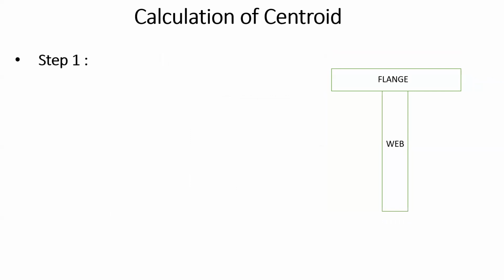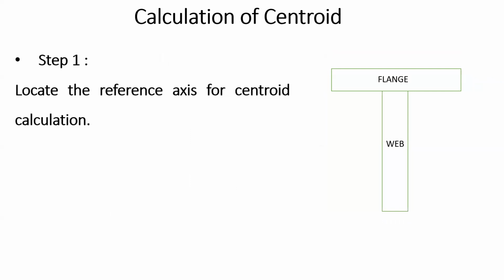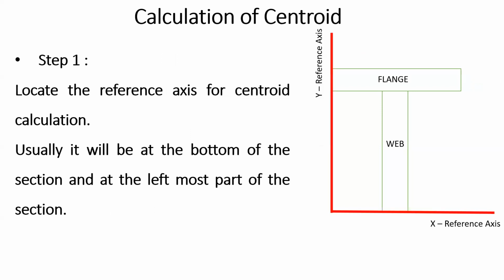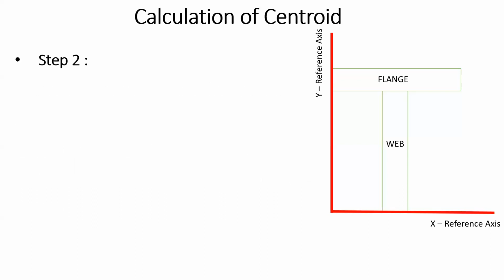After identifying the flange and web, we are going to first locate a reference axis for calculating the centroid. This reference axis usually will be at the bottom of the section as well as at the leftmost part of the section. You can see from the diagram, X reference is at the bottom and Y reference is at the leftmost part of the cross section.